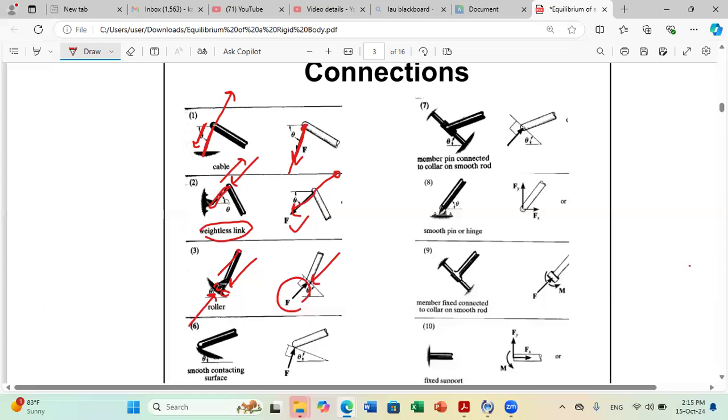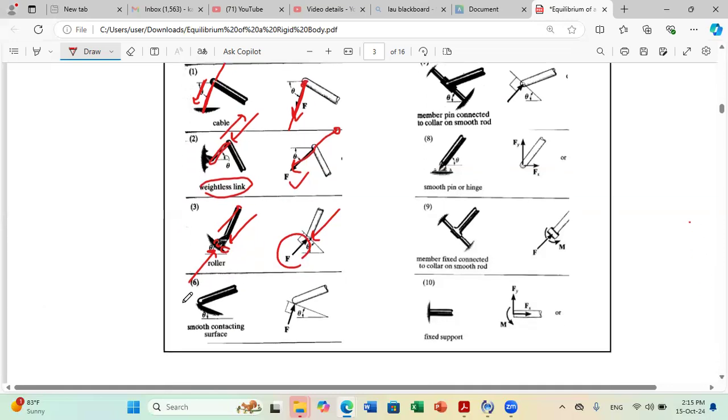Now, we have already mentioned smooth contacting surface. It's like the roller. It can do a force perpendicular to contact.